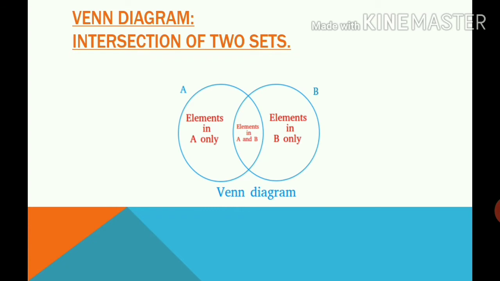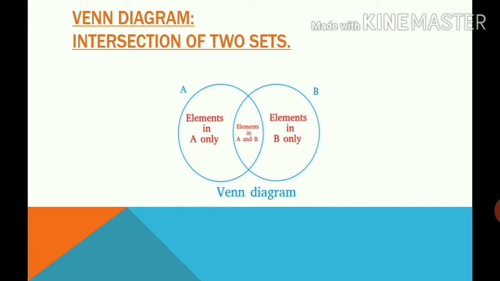So let's take another example. When you draw the Venn diagram, you will draw two circles, and if you want to show the intersection of two sets, you will draw the Venn diagram like this, with overlapping circles. In the circle where it is written elements in A only, you will write those elements which are in set A, and in the second circle, where it is written elements in B only, you will write down those elements which are present in set B.